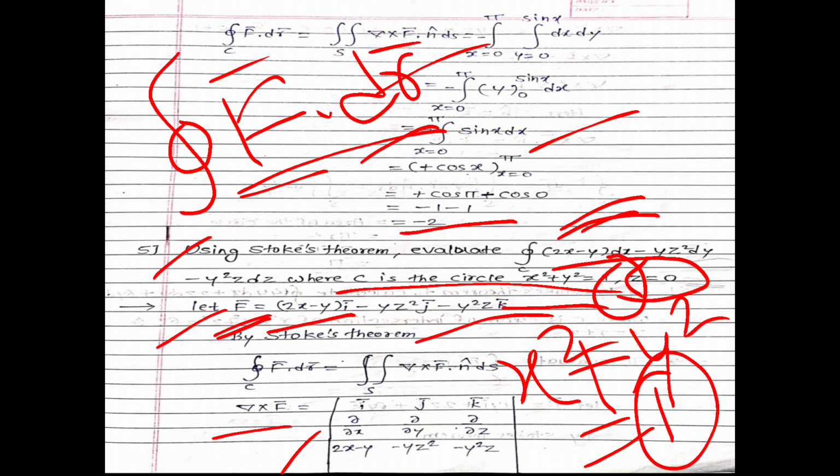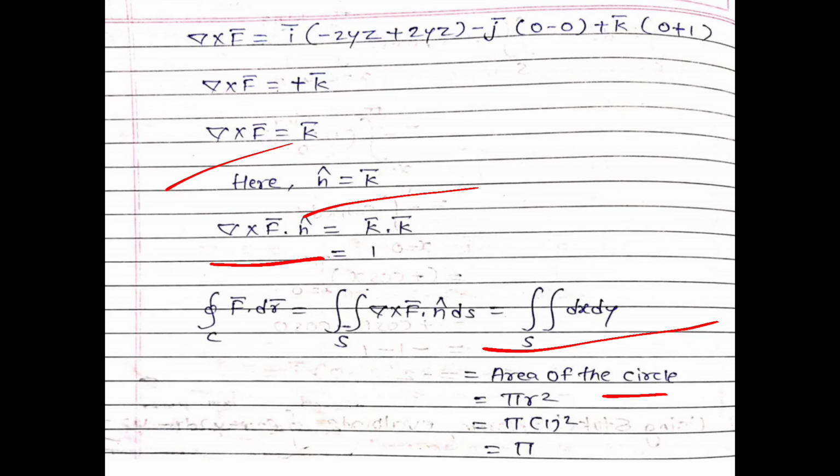If it is mentioned as equal to 4, then the value will be 2, because we know that the equation of a circle is x square plus y square equals a square, or x square plus y square equals r square, that is radius square. So from that we took the radius equal to 1, so the final answer will be pi.